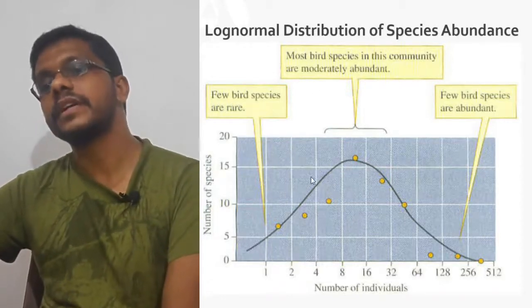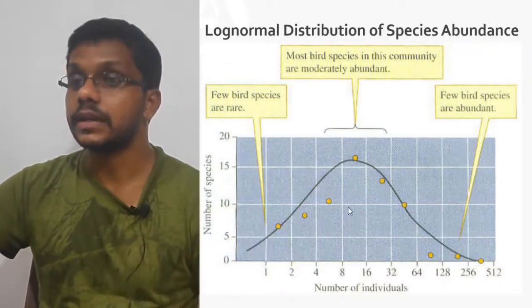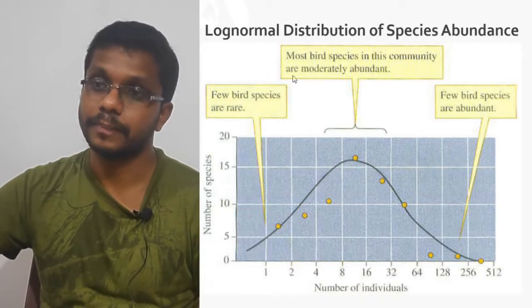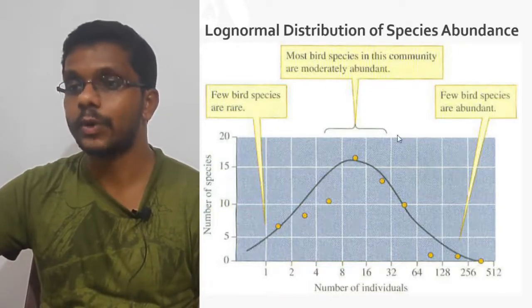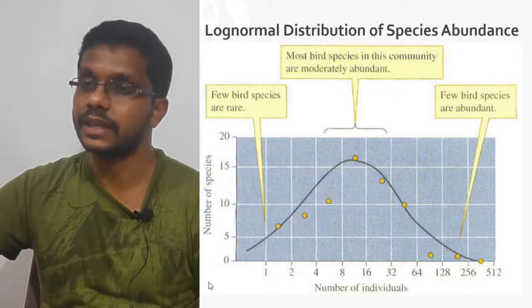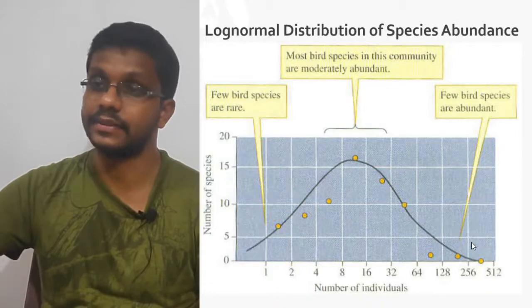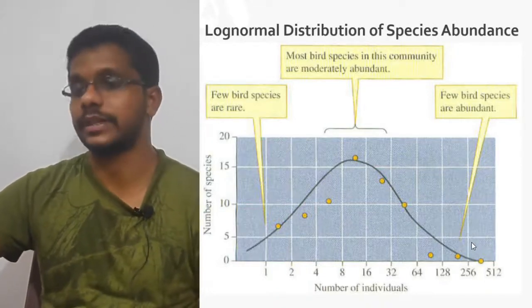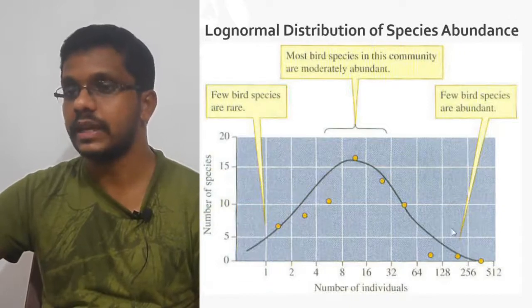So if you look at any population, any type of ecosystem, most of the species of a particular kind will have moderate abundance. Very few are rare, and very few are very abundant. So that's what happens in any population. That's called a log normal distribution, which is shown here in this graph.